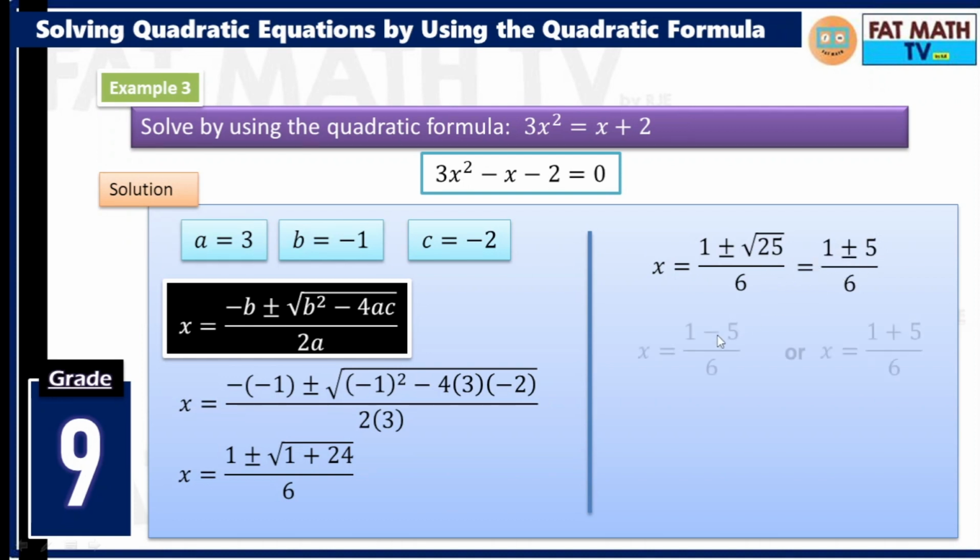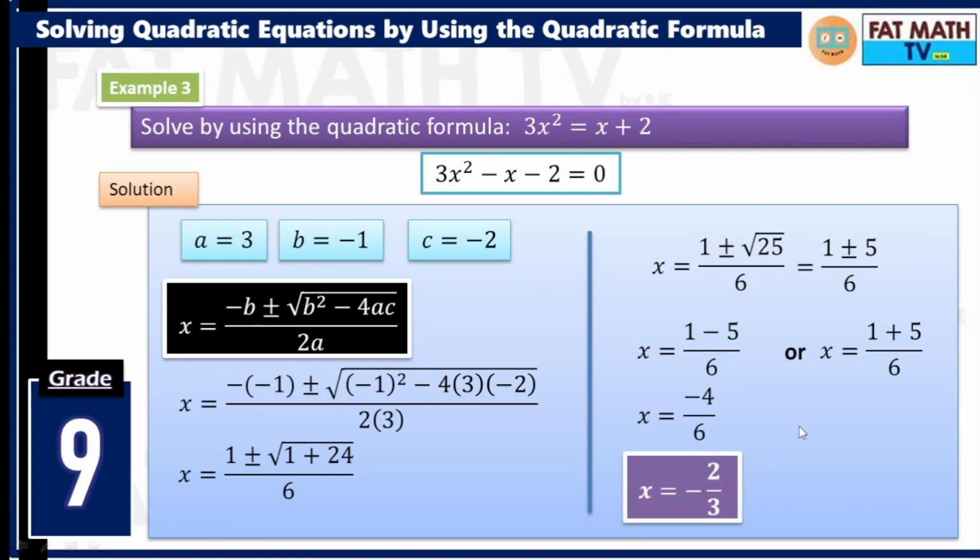And we can split that into 2. x is 1 minus 5 over 6, or 1 plus 5 over 6. 1 minus 5 is negative 4. We can simplify that by dividing both the numerator and denominator by 2. We will get negative 2/3. And for the second one, we have 1 plus 5 is 6. And then 6 divided by 6, that is 1. So we have two answers here: negative 2/3 and 1.